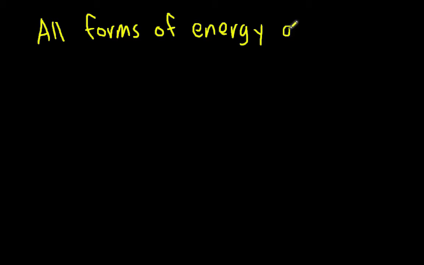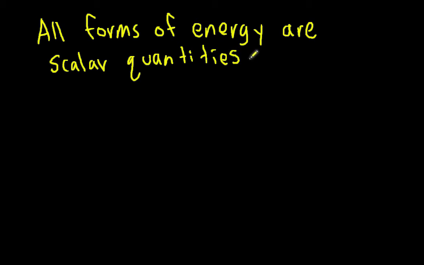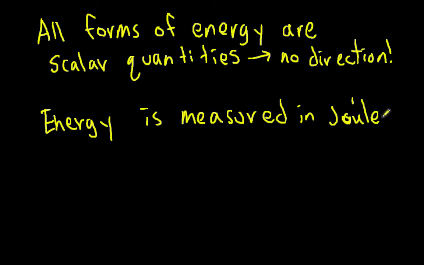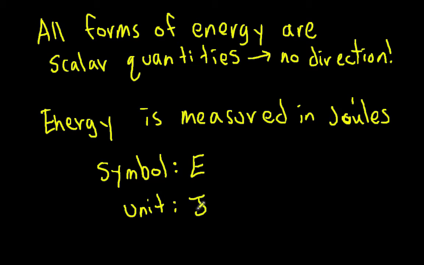All forms of energy are scalar quantities. What this means is that there is no direction associated with energy ever, and even better, you can just directly add energy to energy without having to worry about vector addition or angles. Energy is a lot easier to do calculations with. Energy is measured with the unit joules. The symbol for energy, no matter what type you're working with, is an E, and the unit is always the joule, no matter what form of energy you're working with.